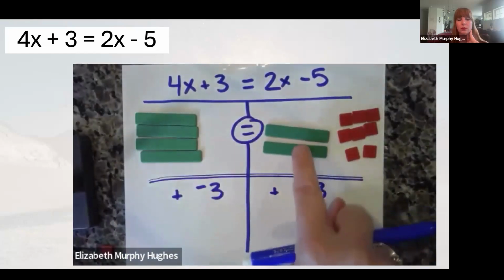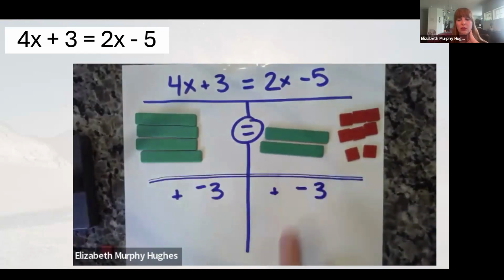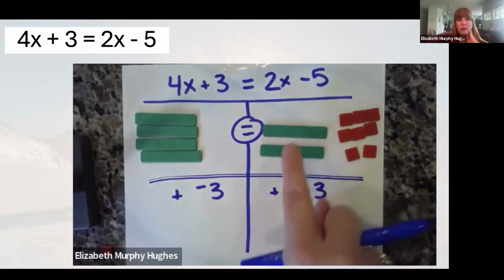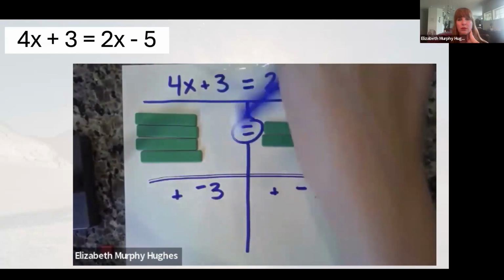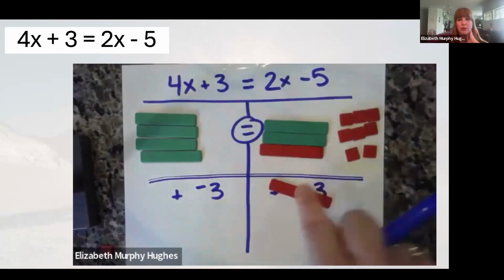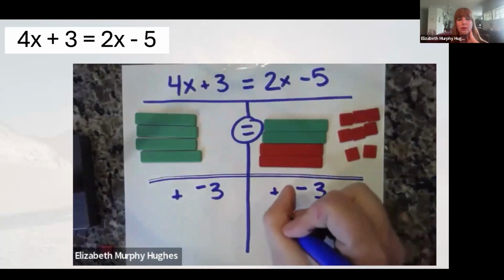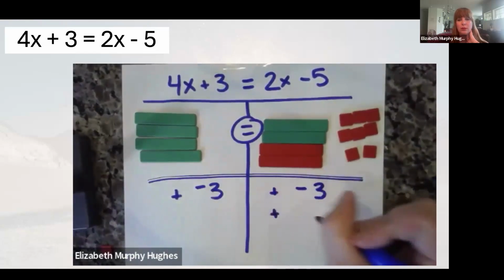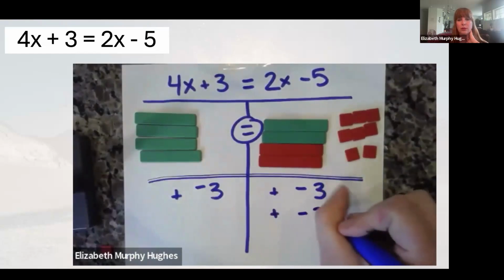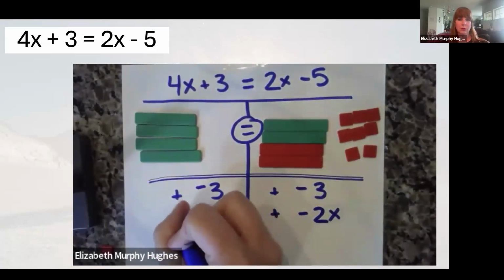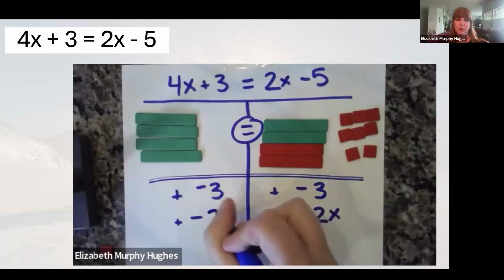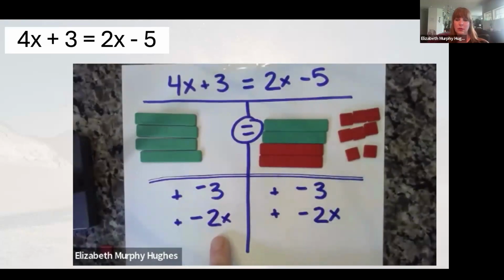But I still have my variables over here. So what I'm going to do is I'm going to subtract 2 x's or add 2 negative x's. So what did I add to my board? I added 2 negative x's. And I want to keep that balanced. So what am I going to add to this side? 2 negative x's.